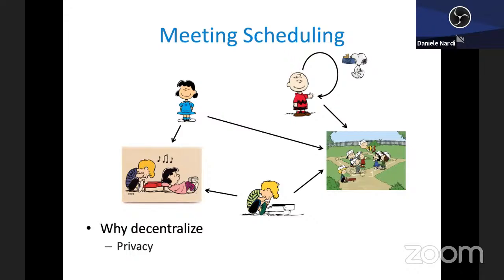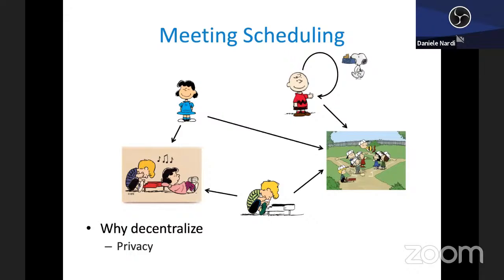Think about a global scheduler. The global scheduler would need to know all the requirements for the meetings of everyone. So a central scheduler needs to know that Lucy and Schroeder want to be at the piano session, or that Charlie Brown needs to feed the dog, and possibly other constraints.